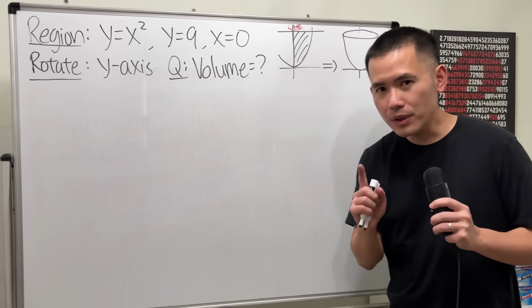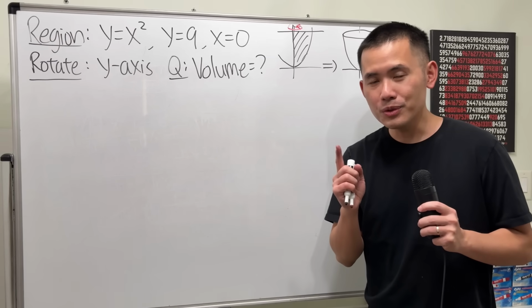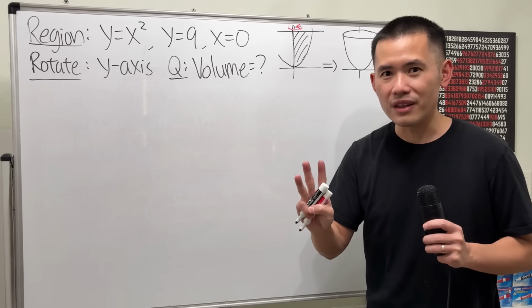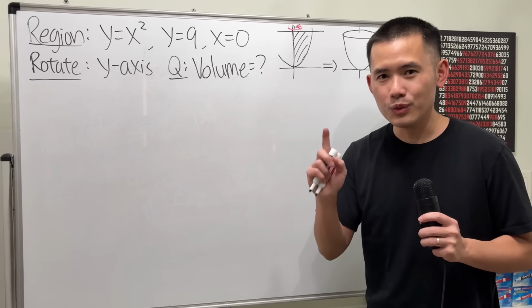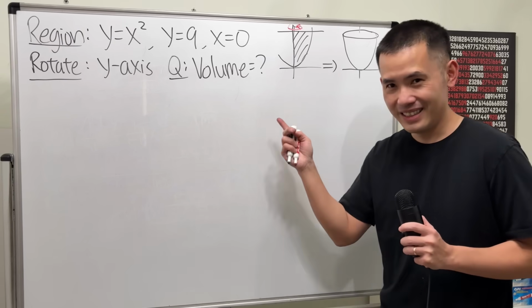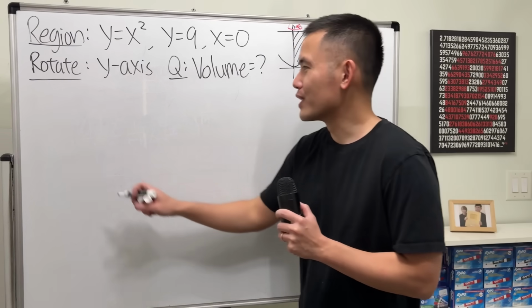Anyways, what we are going to do is, I'm going to show you both the calculus 1 method and also the calculus 3 method. Calc 1, you just need one integral. Calc 3, you need 3 integrals. Let's have a look. So let's do the first one right here.